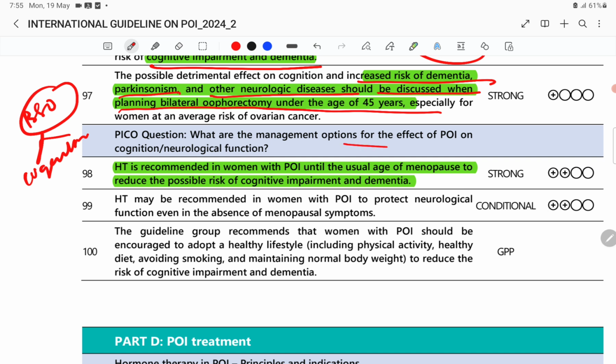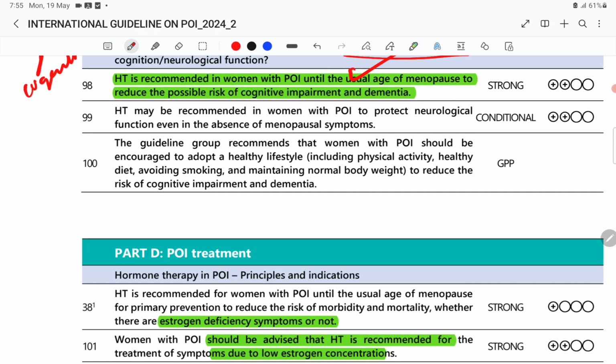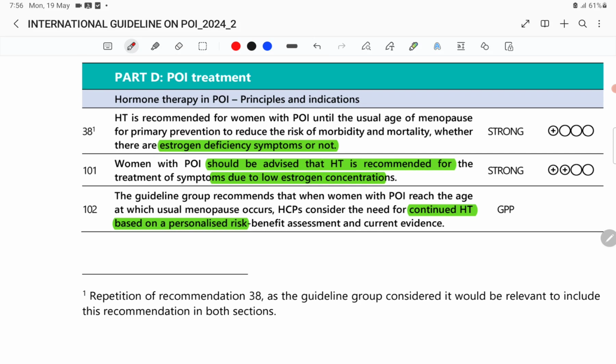What are the management options for the POI? Treatment is recommended until the usual age of natural menopause. You have to go for HRT, also to protect neurological functions in the absence of menopausal symptoms, along with healthy lifestyle. POI treatment is basically hormonal therapy for women with POI until the age of natural menopause, for primary prevention to reduce the risk of morbidity and mortality, whether there are estrogen deficiency symptoms or not.